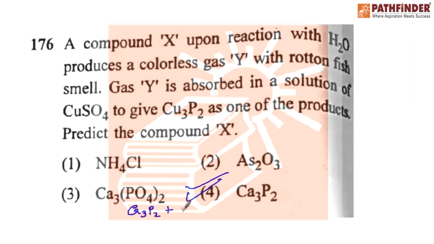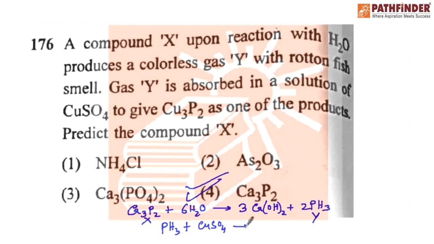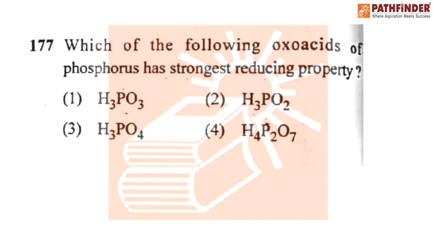Ca3P2 on reaction with H2O, I think 6H2O, the balancing part you might check, will produce calcium hydroxide and phosphine. Here the phosphine is Y and the calcium phosphide is X. Now this phosphine, whenever it reacts with CuSO4, will definitely form Cu3P2, copper phosphide. Clear? So ultimately X will be calcium phosphide, Ca3P2. Okay, let's move on to question number 177.